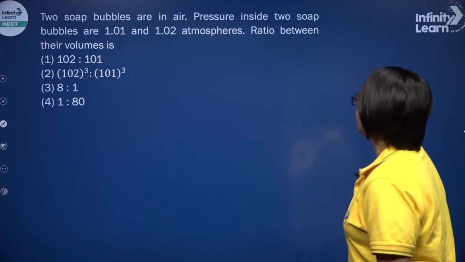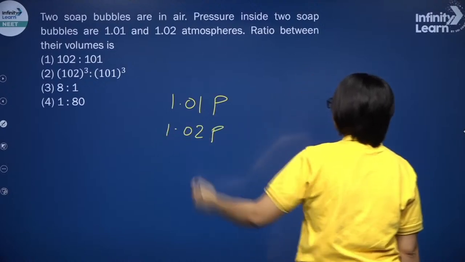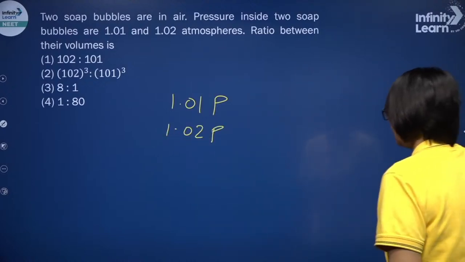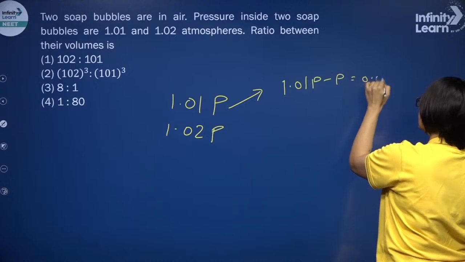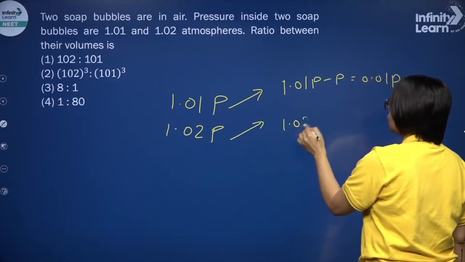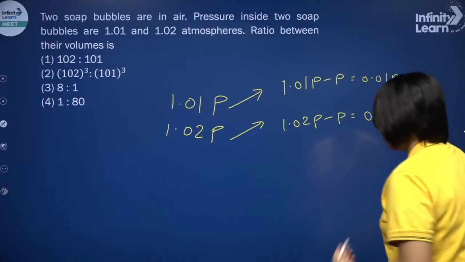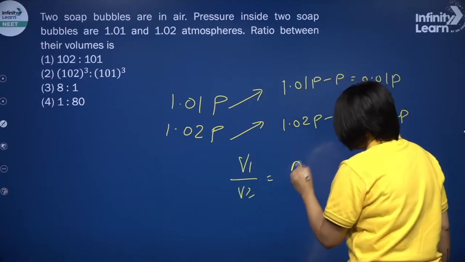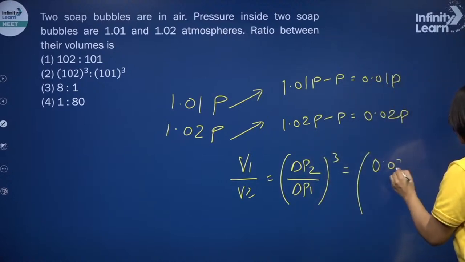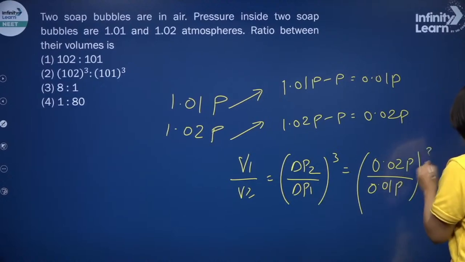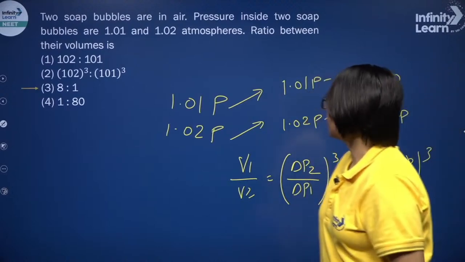Next is two soap bubbles are in air. Pressure inside the two soap bubbles are 1.01 times atmospheric pressure and 1.02 times atmospheric pressure. The ratio between their volumes is, so we need to find the ratio. So excess pressure in this soap bubble is 1.01p minus p, that is 0.01p. Excess pressure in this bubble is 1.02p minus p, that is 0.02p. So we need to find the ratio. V1 upon V2 is given as delta P2 upon delta P1 whole cube. So this will be 0.02p divided by 0.01p whole cube. p cancels, so we have 2 cube, that is equal to 8. So ratio is 8:1, which is option 3.